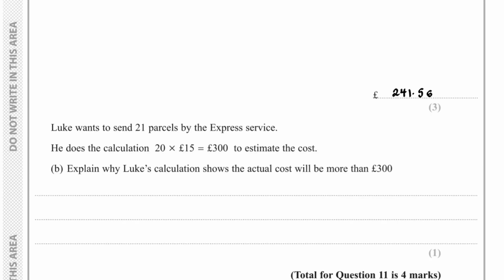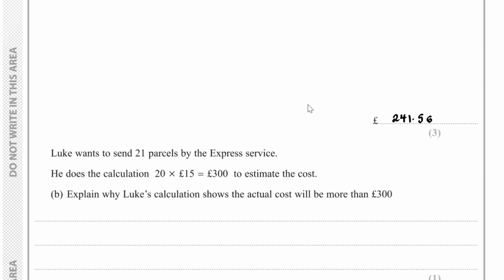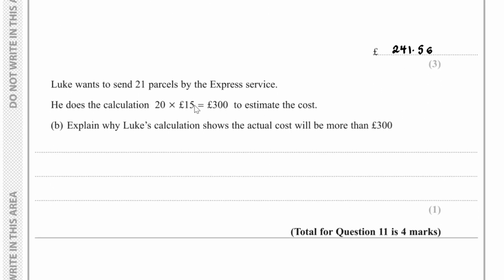For part B of the question, Luke wants to send 21 parcels by the express service. He does the calculation 20 times 15, which is 300, to estimate the cost. We have to explain why Luke's calculation shows the actual cost will be more than 300. Well, he's rounded this 21 down to 20, and he's also rounded the original £15.25 down to £15. So essentially what he's done is underestimated the value.